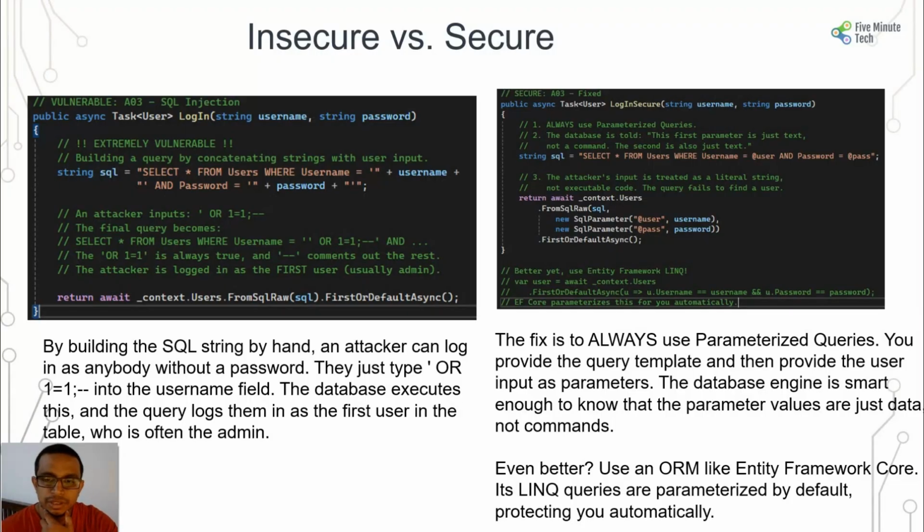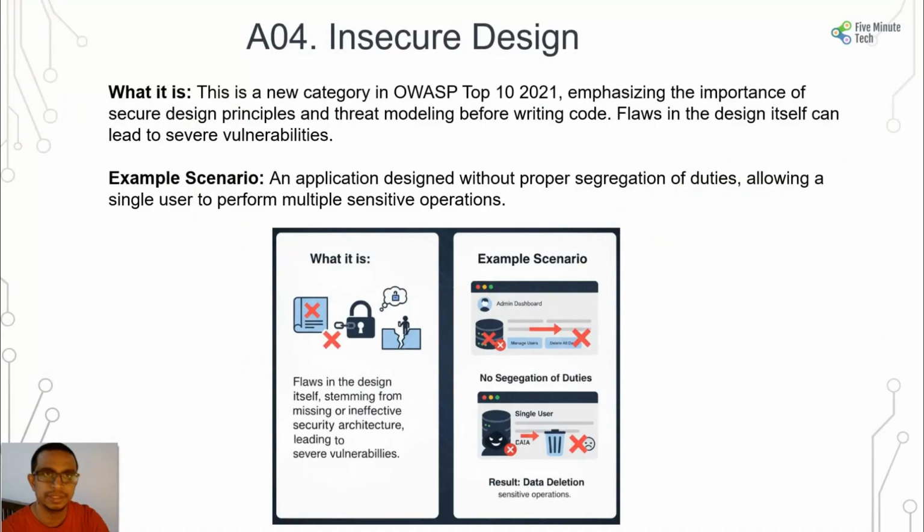Now the fix is always use parameterized queries. As we know, we can pass the SQL parameters. You provide the query template and then provide the user input as a parameter. The database engine is smart enough to know that the parameter values are just data, not commands. And even better, we can use a LINQ ORM like EF Core or its LINQ queries to parameterize the inputs which we are having. So this is about how to securely write the code for fixing SQL injections or similar kinds of injections.